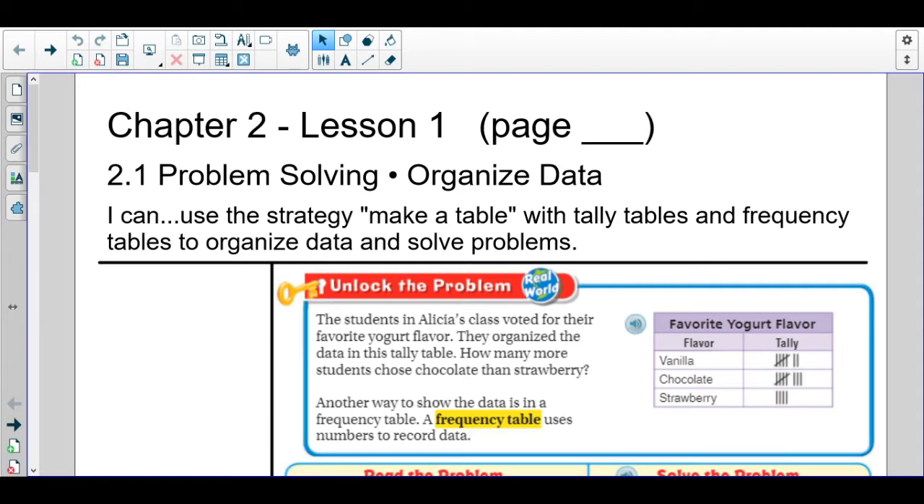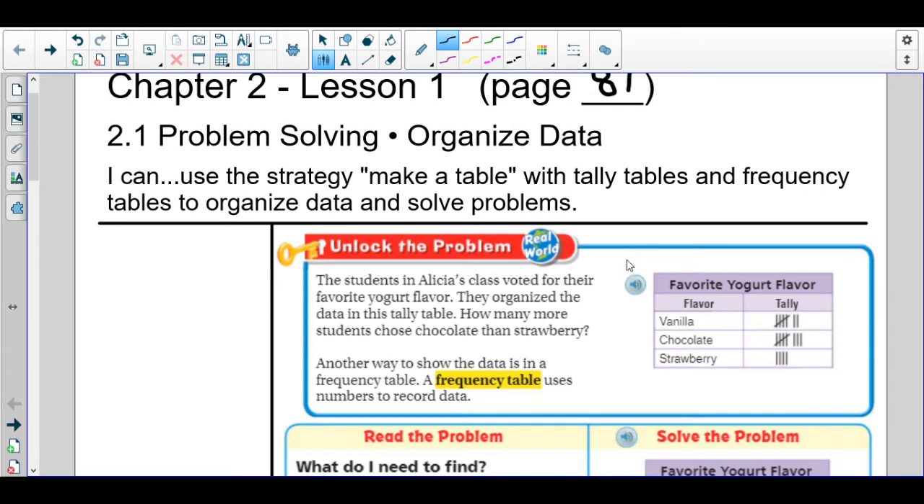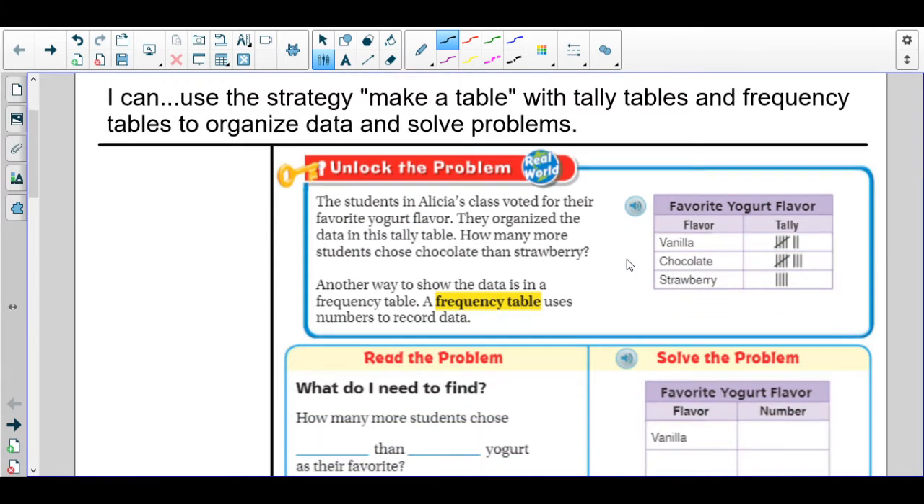If you would be so kind, please turn in your Volume 1 Go Math book to page 87. Page 87. And on page 87, during this lesson, we are going to use the strategy make a table, first of all with tally marks, and then with a frequency table to organize data and solve problems.